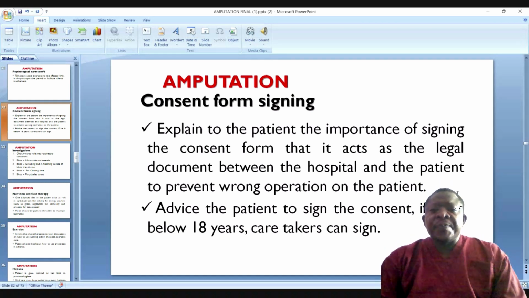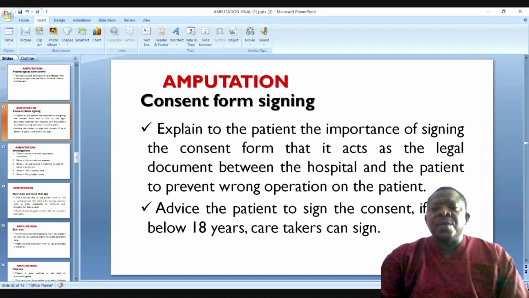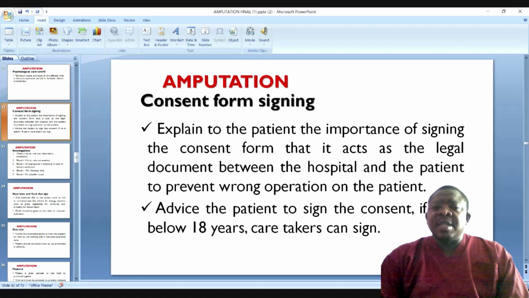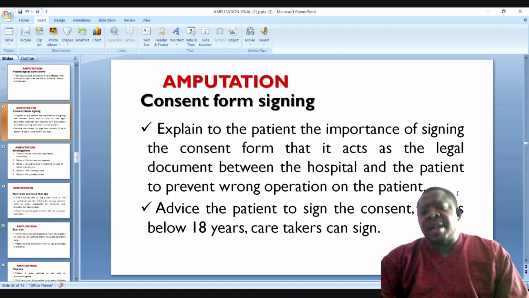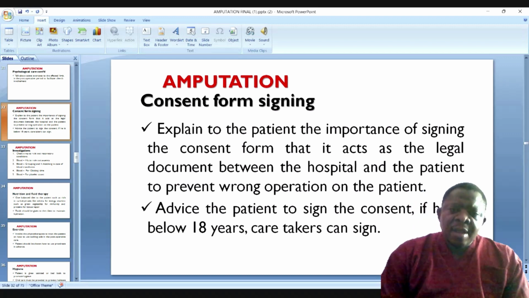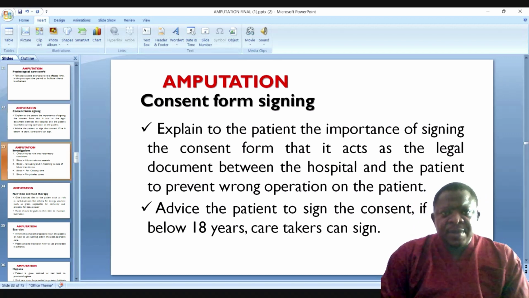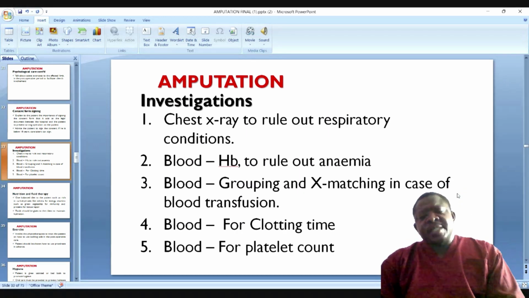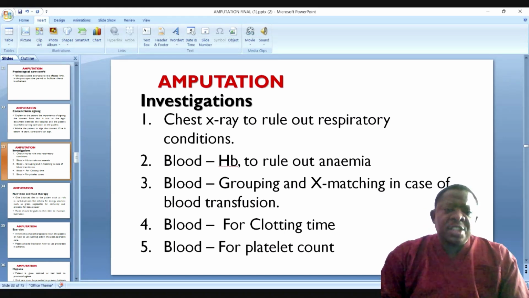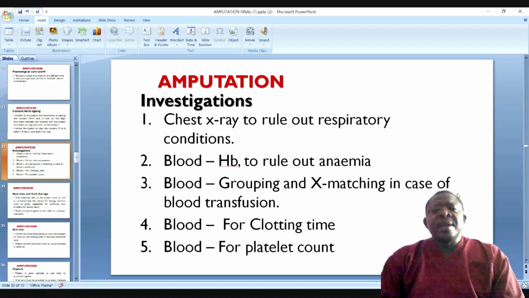Investigations for this procedure: X-ray to rule out respiratory condition, blood Hb to rule out anemia, grouping and cross-match in case of blood transfusion. The part of the body that is taken out goes with its amount of blood, so there's risk of anemia. So grouping for possible transfusion is important. Blood for clotting time can also be taken. This is to know the clotting profile of the patient, and also do a platelet count.